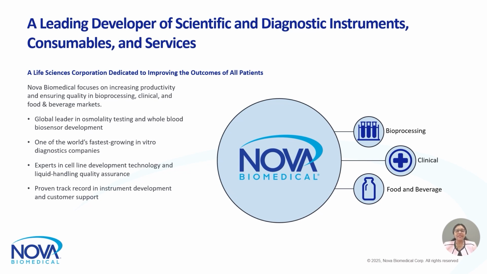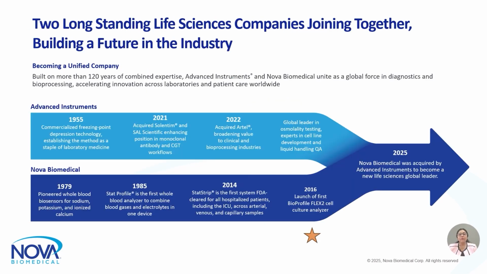With that context, let me take you through how we got here. Nova Biomedical and Advanced Instruments each bring decades of innovation to the table. Nova pioneered whole blood biosensors in 1979 and launched the first BioProfile Flex 2 cell culture analyzer in 2016. Advanced Instruments commercialized freezing point depression osmolality technology back in 1955 and later expanded into cell line development and liquid handling through the acquisitions of Solentum, SAL Scientific, and Artel.